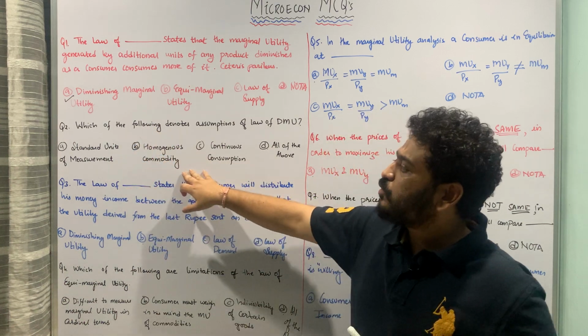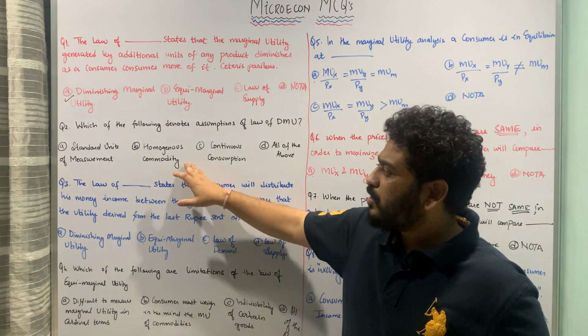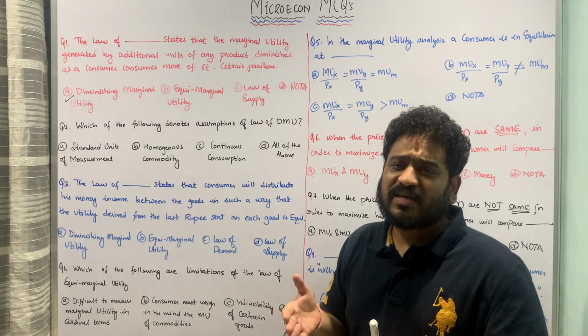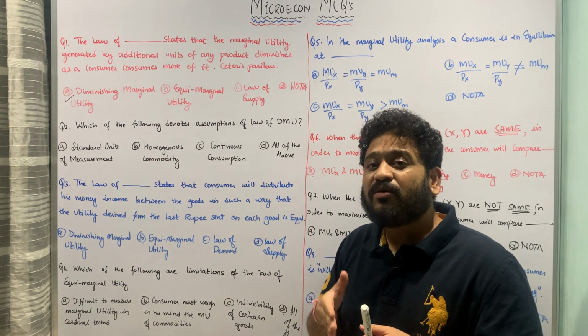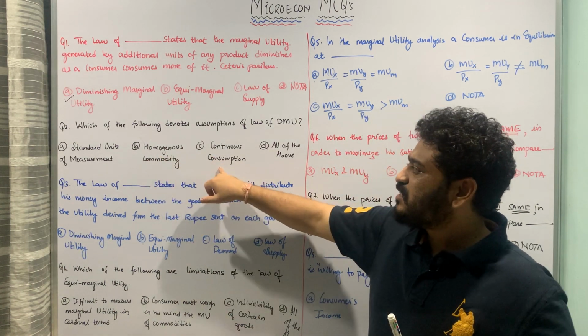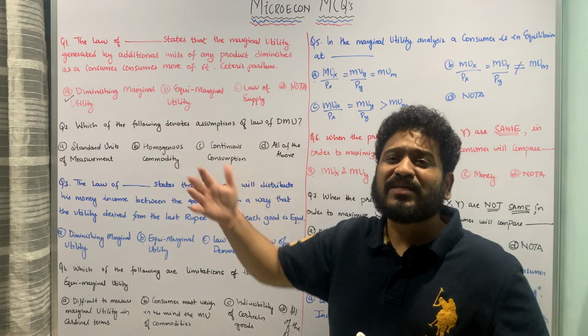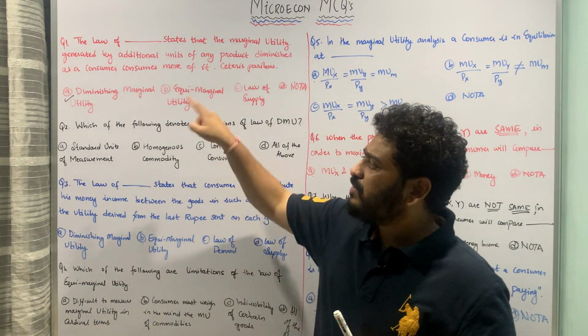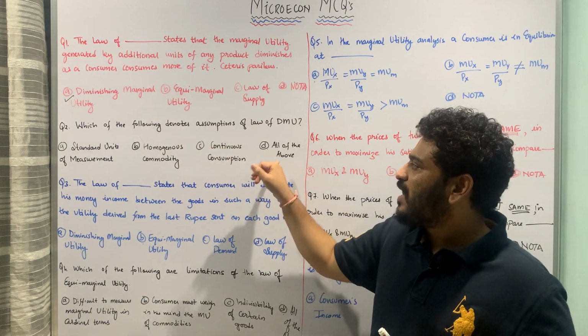Second is with respect to homogeneity of the commodity. That means if I am consuming a particular commodity, ice cream, which was the example I took, it has to be of the same flavor as well. The next is continuous consumption. That means there should not be a time lag between successive consumptions. Then and only then does the law of diminishing marginal utility hold true. And the last option is all of the above.